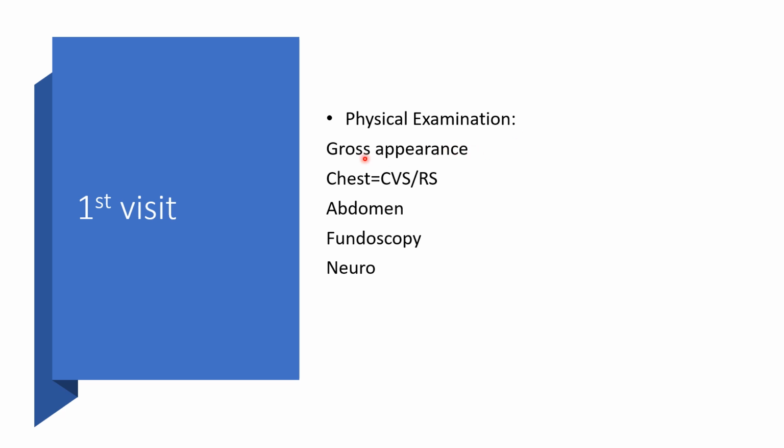Now, physical examination will have gross appearance to be checked. Chest, we will do thorough cardiovascular and respiratory system examination. The abdomen will not be spared. Somebody is asking, what is the problem with abdomen and hypertension? Oh, really? You will understand later on that adrenal gland, renal system, and abdominal aorta all could contribute to hypertension. Fundoscopy, there may be papilledema, and neuro, all will be checked.